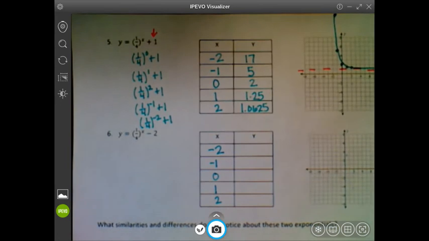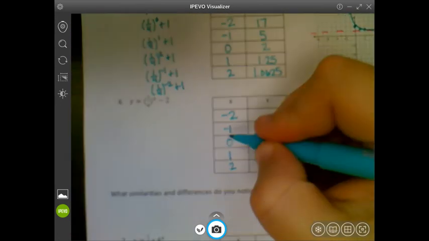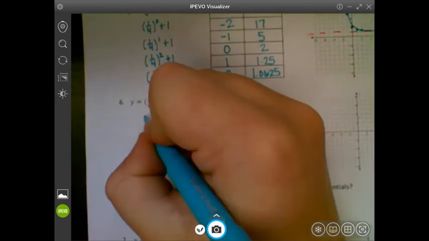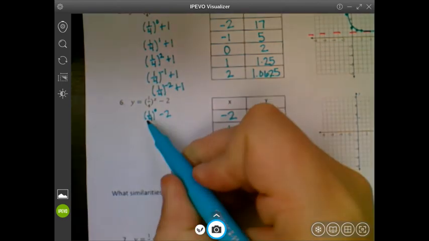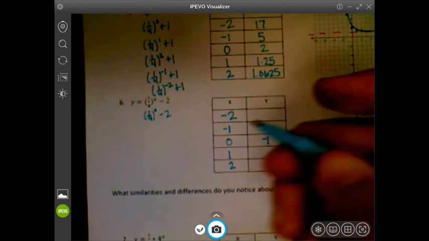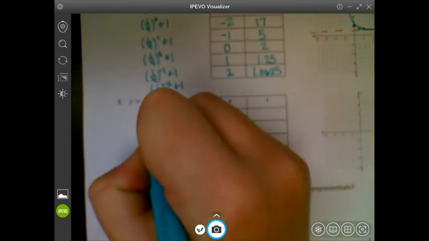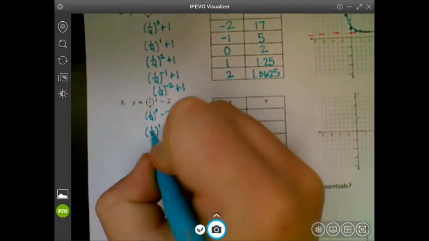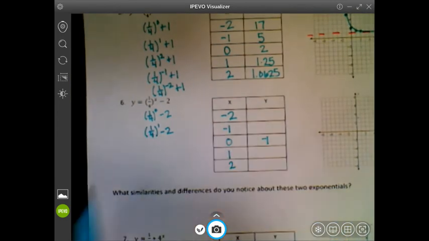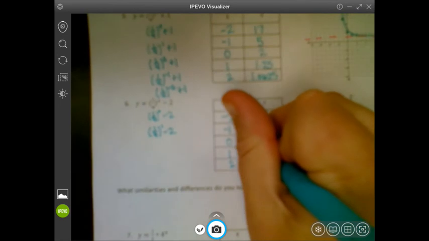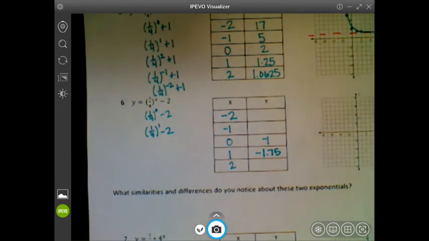All right, so we're going to calculate these 5. Anything to the 0 power is 1. So this would be 1/4 to the 0 power minus 2. So it'd be 1 minus 2, so negative 1. 1/4 to the first power minus 2. That's going to be 0.25 minus 2, and 0.25 minus 2 is negative 1.75.